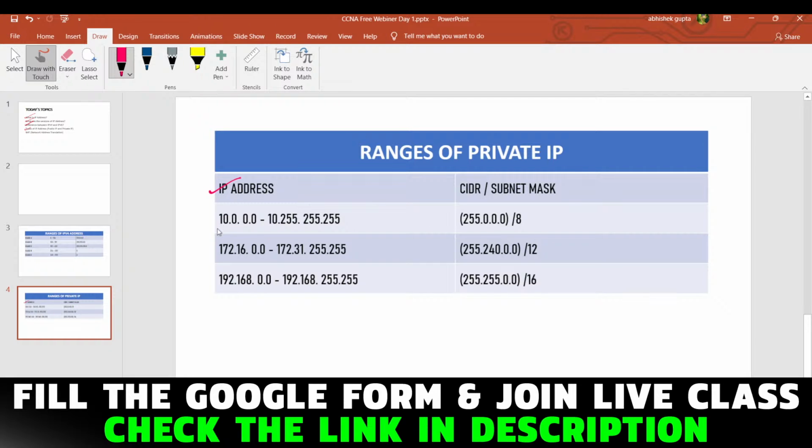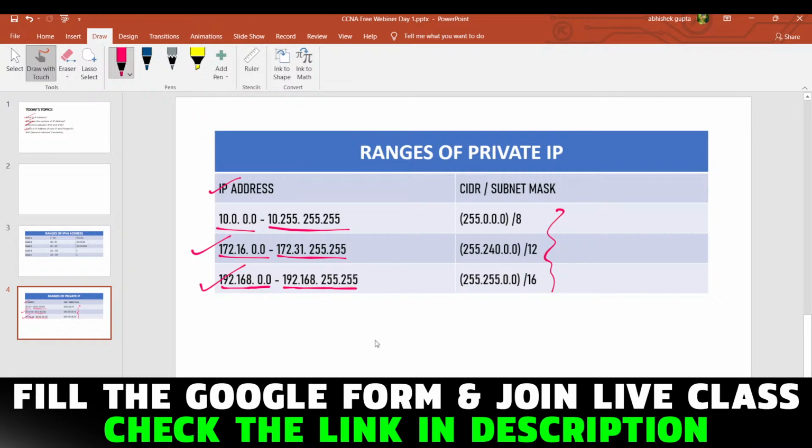10.0.0.0 to 10.255.255.255. Again, in class B, we have 172.16.0.0 to 172.31.255.255. Again, in class C, we have 192.168.0.0 to 192.168.255.255. Okay, and these are the CIDR values that I will explain just after a few minutes.